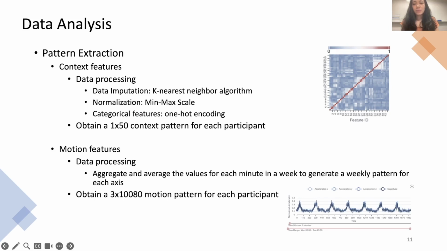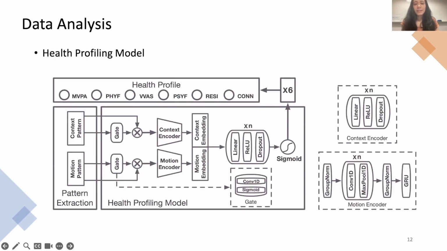In the data analysis module, we first input context and motion features. After processing, each participant would obtain a context pattern vector, and motion features are averaged weekly for each axis, resulting in a triaxial weekly pattern for each participant. Then, the motion and context patterns were input into a health profiling model. This model has 2 streams, starting from 2 gates. After going through the gates, the context and motion embeddings were concatenated together and used for inferring the health indicators.